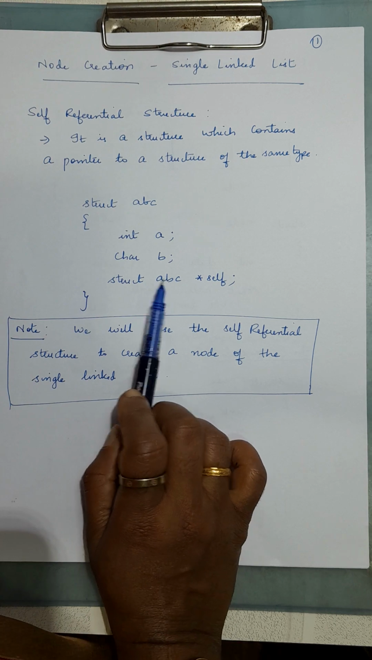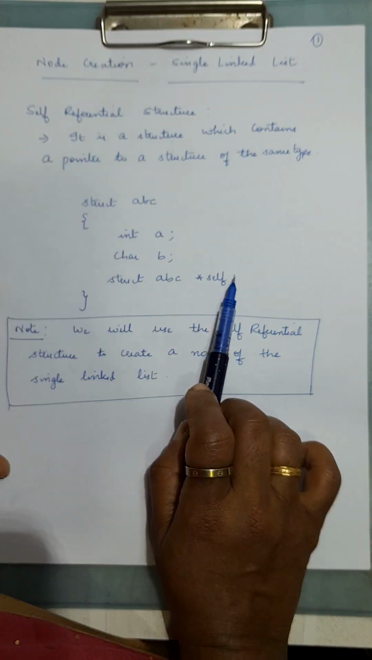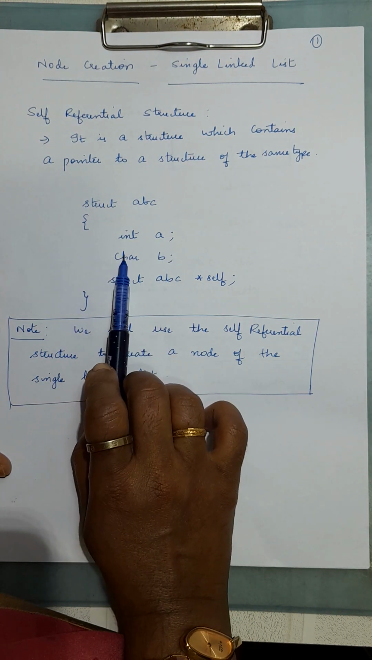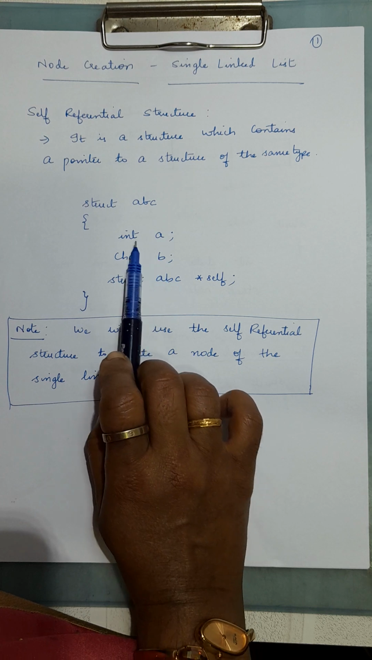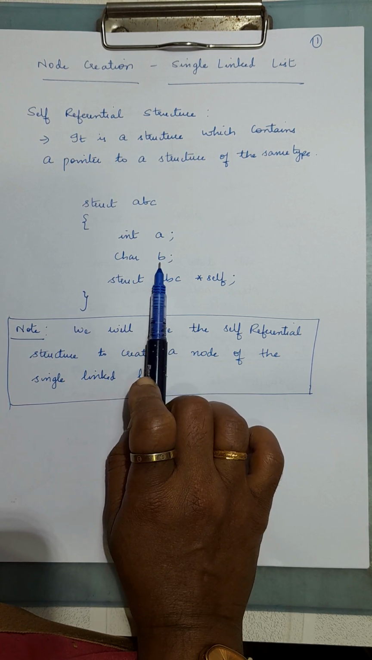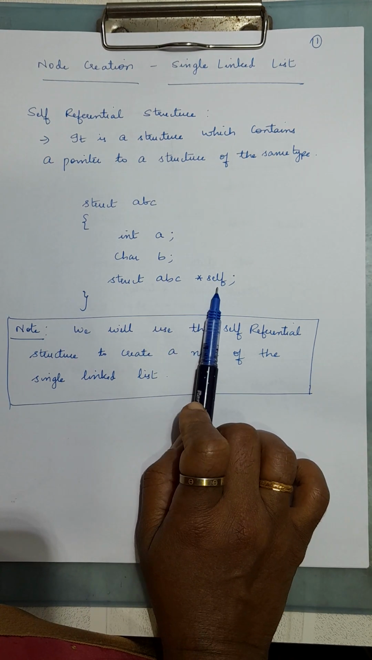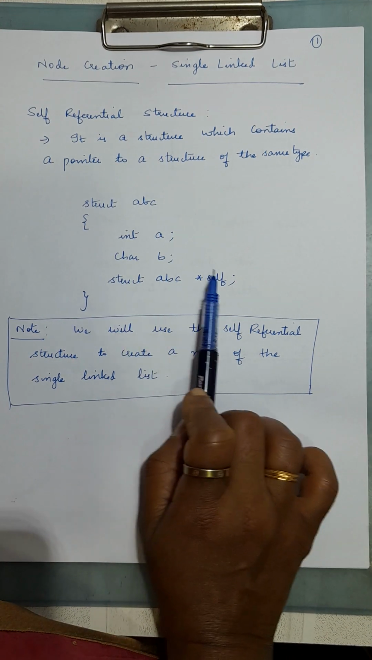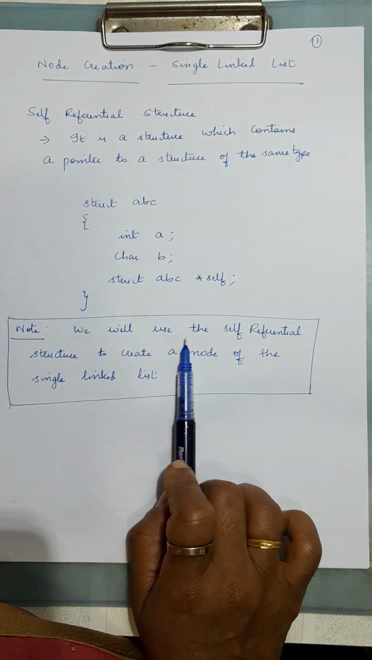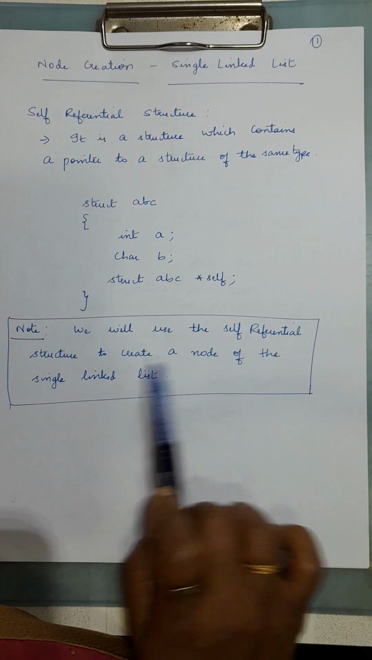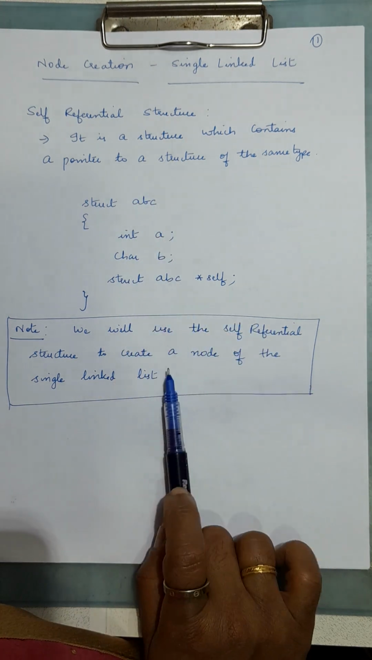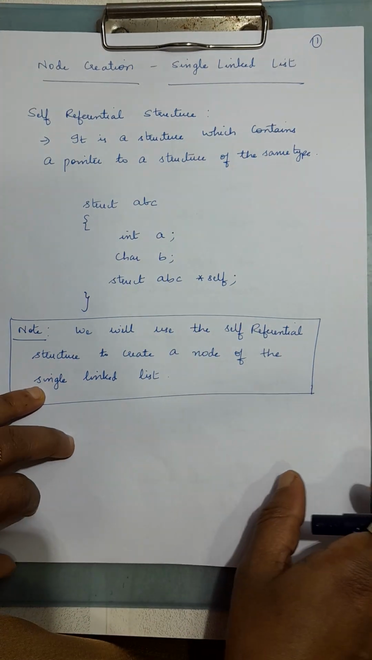Understood? Same type means it can either point to itself or to another structure of the same type. You're clear? How many member variables are here? There are two member variables, one is A and the other one is B. A can hold an integer value, B can hold a character value. But self is a pointer to the structure ABC. Note, we will use the self-referential structure to create a node of a singly linked list. So we need to know what a self-referential structure is in order to create a node in the list.